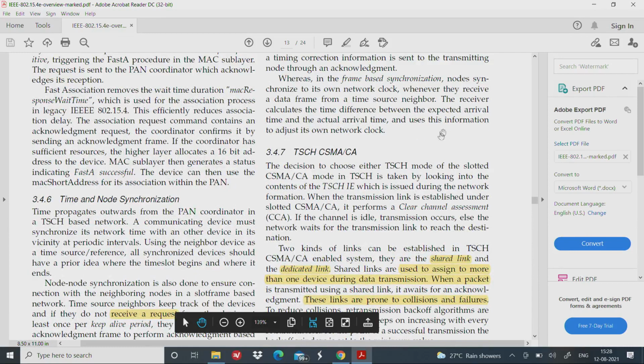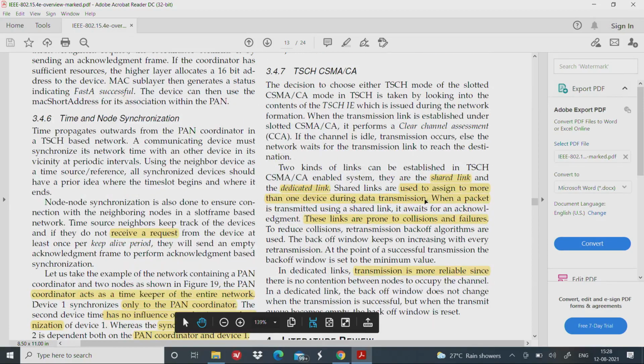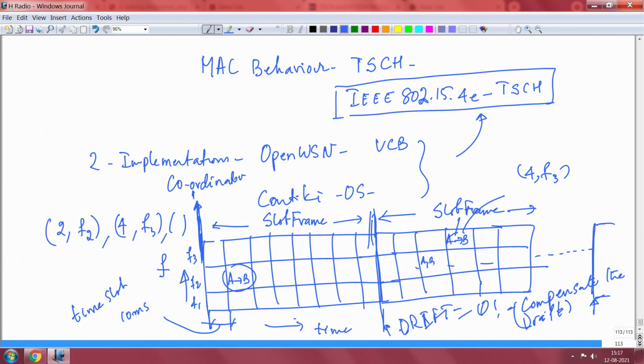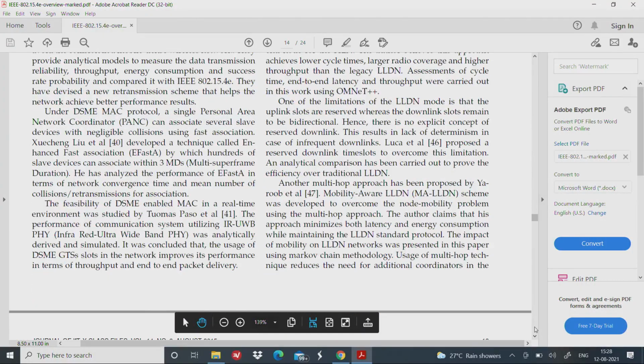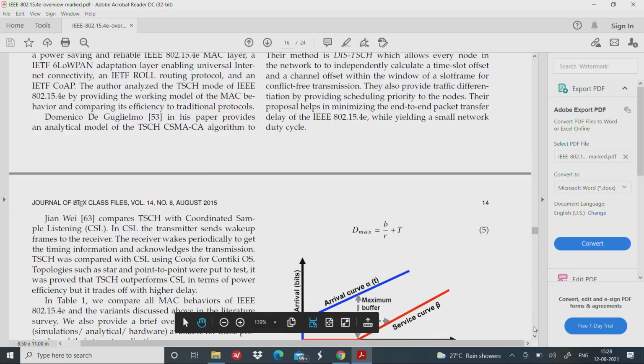Here you also have to note that links are of two types. I mentioned all this already. There is a shared link and a dedicated link. Essentially this is a dedicated link. It is also possible that A, B, C, D whatever may also want to contend and use this link, in which case it becomes a shared link, and these shared links obviously are prone to a lot of errors because of the collisions that happen there.